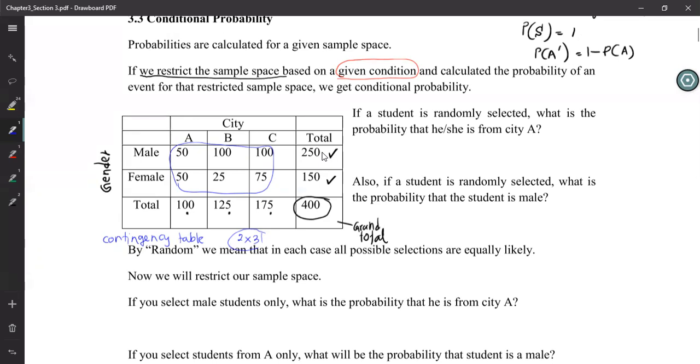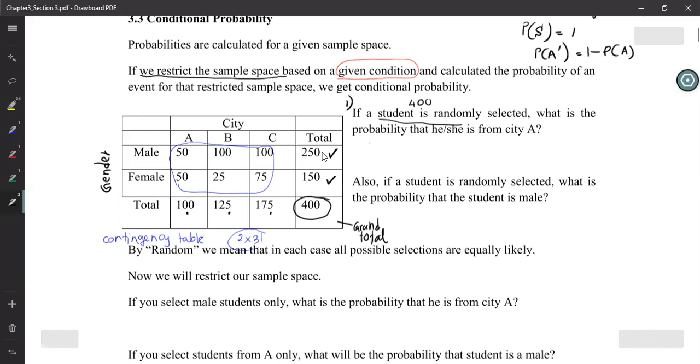The first one we are going to look at is, if a student is randomly selected, what is the probability that he or she is from city A? Now, be careful. If a student is randomly selected, you just pick a student. How many students are there? Altogether 400. So you select a student randomly out of this 400. What is the probability that he or she is from city A? In this case, you are not considering the gender. It is not about males or females. It's about everybody, so your whole sample space is there.